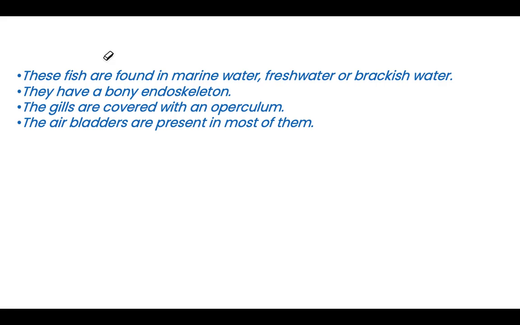We have fire and Pisces. Okay, so we have Pisces also, or sometimes said to be the fish. If you look at the fish, mostly these are found in marine water, fresh water, brackish water. They have a bony endoskeleton. The gills are covered with the operculum. The air bladders are present in most of them. So the fish are basically one of the organisms. So we have them, and then we can look at the other sides.